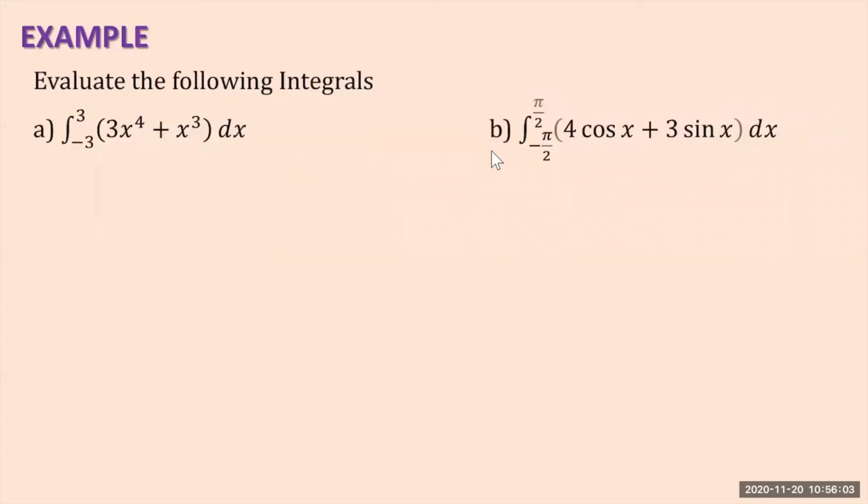Now let's work on part B. In part B, we have a definite integral from -pi/2 up to pi/2 of 4 cosine x plus 3 sine x with respect to x.